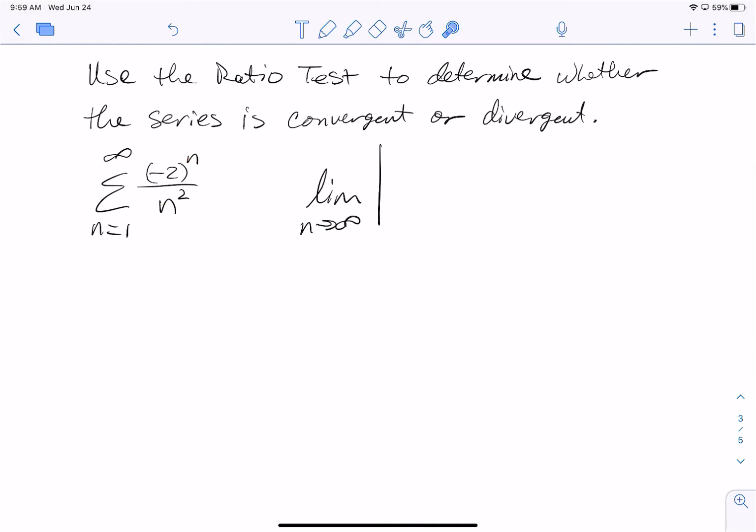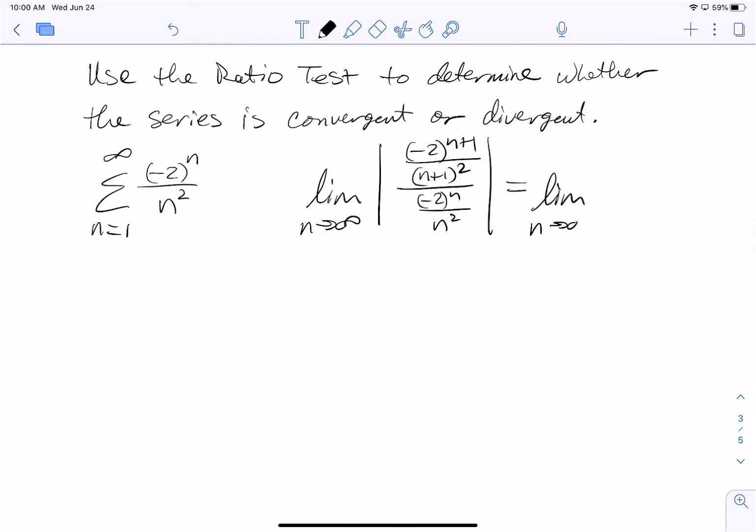Substituting n plus 1 in place of n, we get negative 2 to the n plus 1 divided by n plus 1, the quantity squared, divided by, now a sub n is negative 2 to the n divided by n squared. This isn't an absolute value, and so I didn't actually have to write down the negative. I just really did it for your benefit. The way I'm going to start to compute this, though, is we are dividing by a fraction. And so I'm going to flip the denominator and multiply.